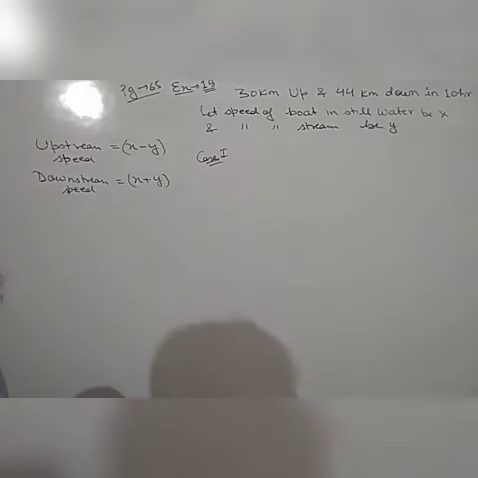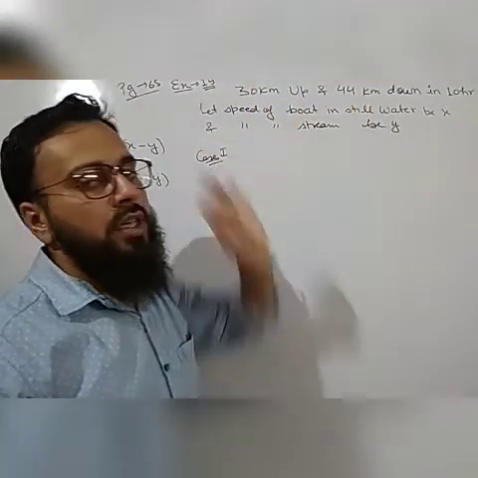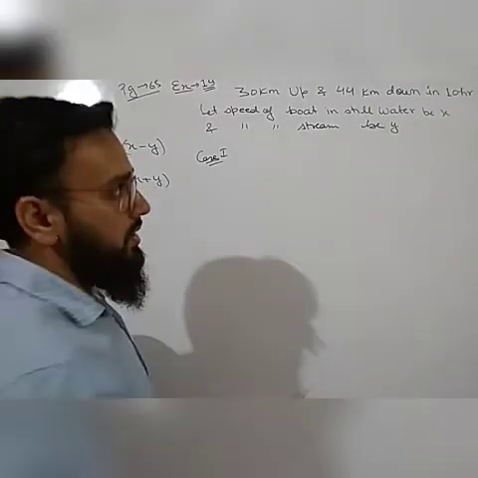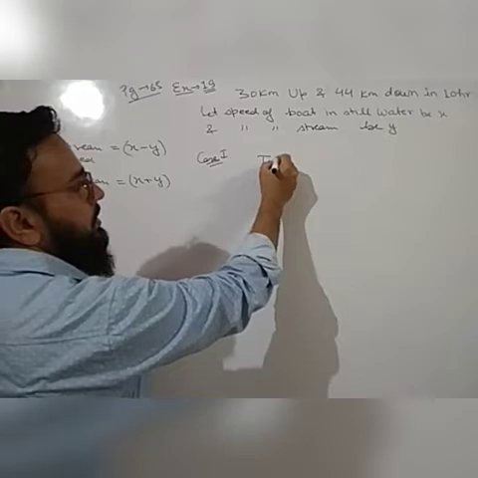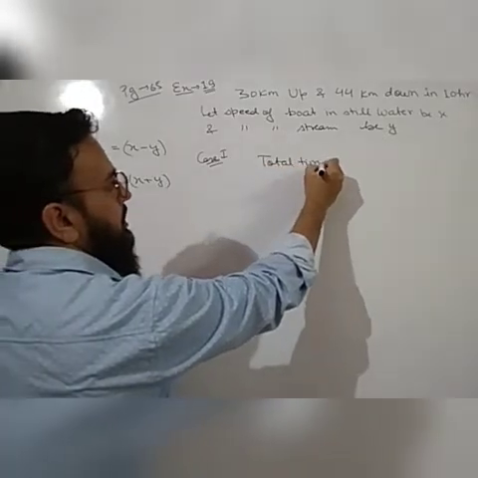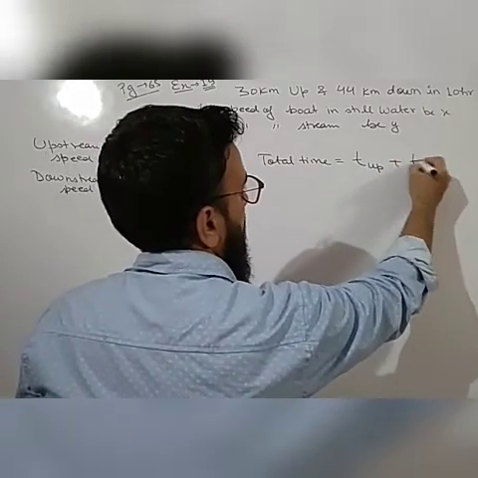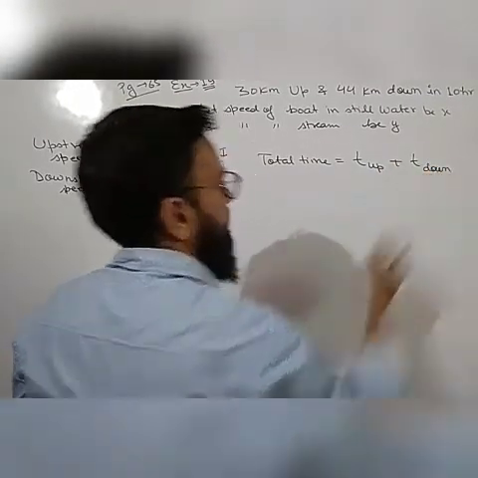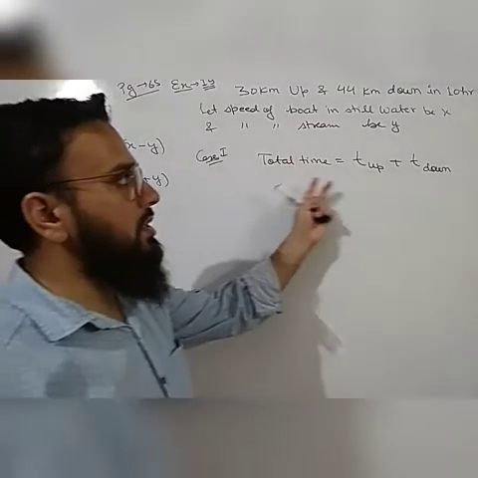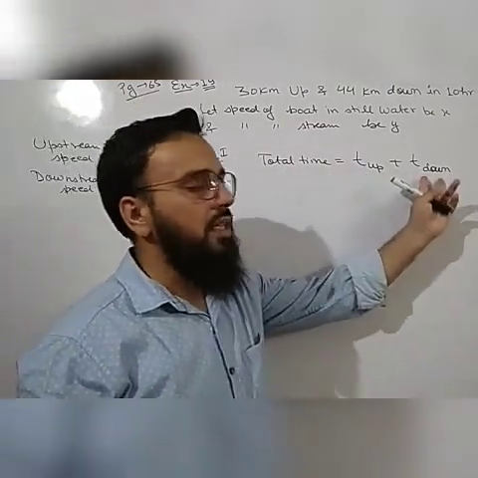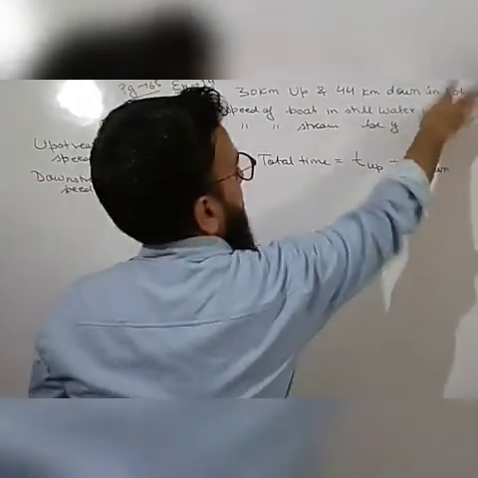What is given? In 10 hours, the boat goes 30 kilometer upstream and 44 kilometer downstream. So, what is the total time? Total time is 10 hours. So, we can write it as total time is equal to time of upstream plus time of downstream. Now you have given total time is 10 hours.